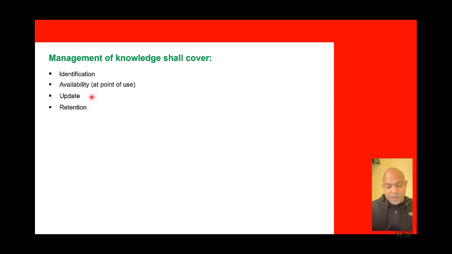So I wish I could give some good information to you about knowledge management, which is one of the requirements of ISO 9001, but I'm sure this is a requirement of any organization to be successful.